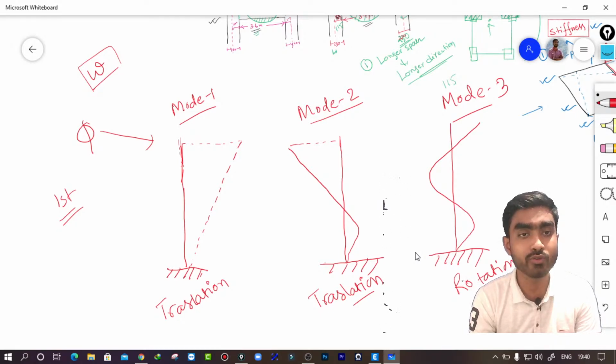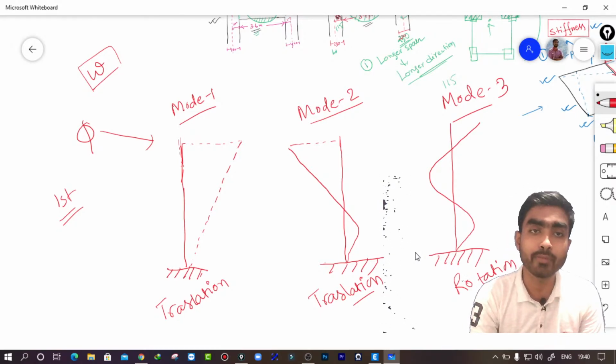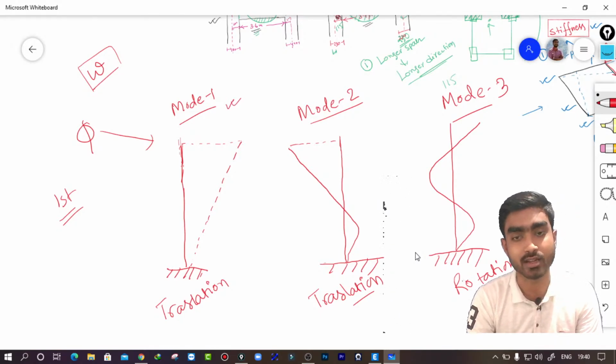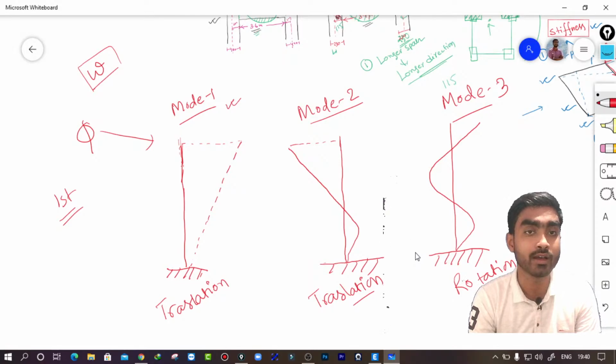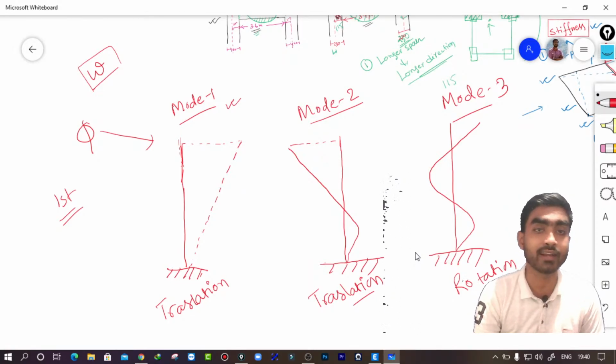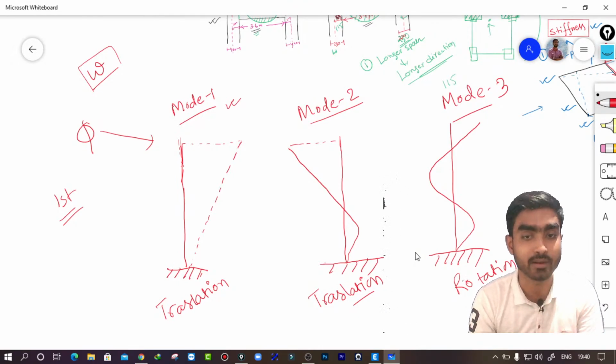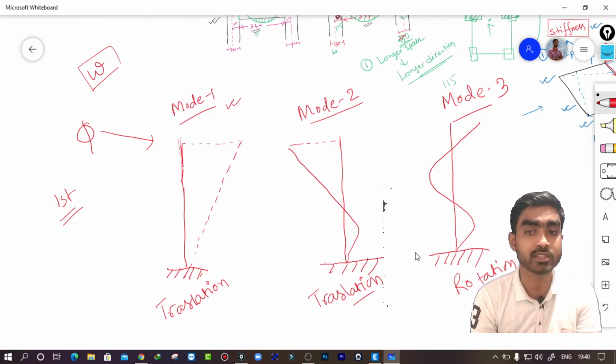Okay, so don't worry about it. Just try to make this first mode as translational. As our code said, we should try to create our first mode as translational. Now, let me discuss how we can create a mode shape translational and why the rotational mode used to be created. If there is any rotation, then what is the reason behind it?